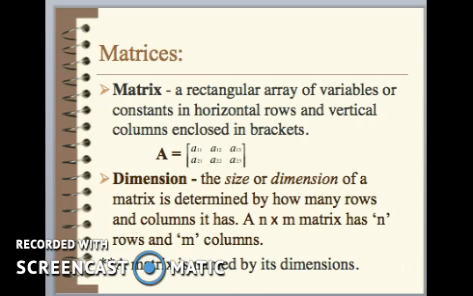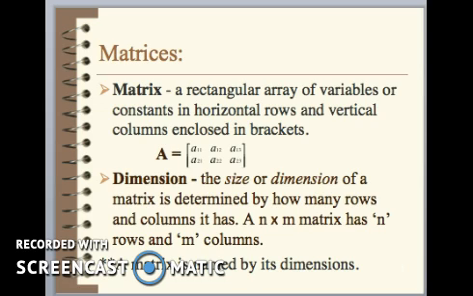So a matrix basically is just an array of variables or constants, and we enclose them in brackets, and they are lined up in rows and vertical columns. Now, when we discuss matrices, we tend to refer to them by their dimensions. So the way we determine the size or the dimension of a matrix is by the number of rows and the number of columns it has.